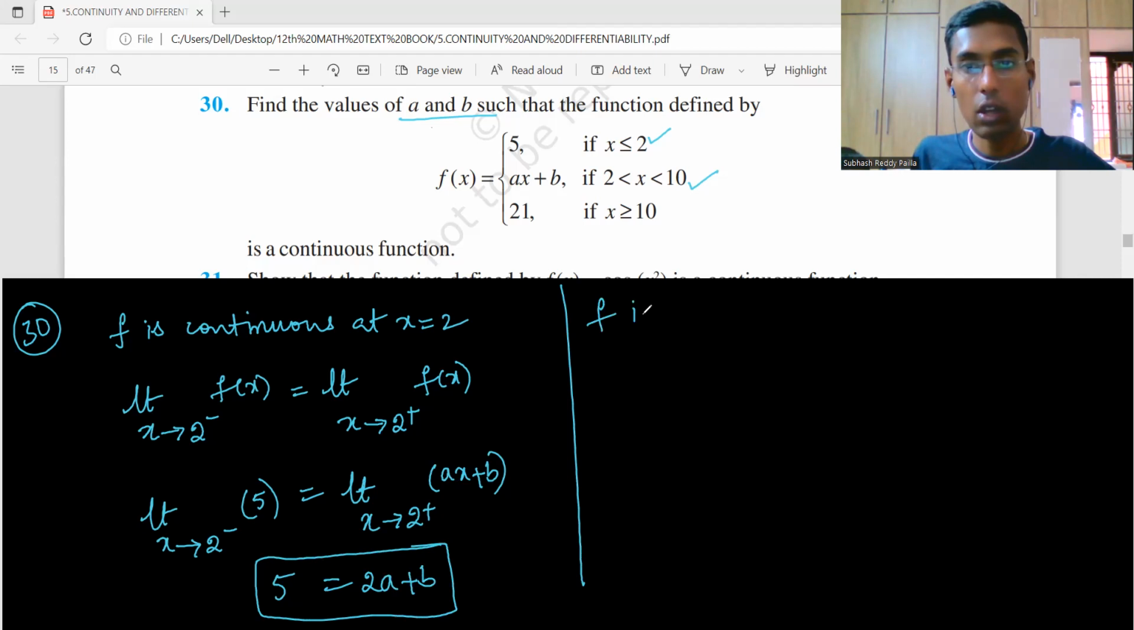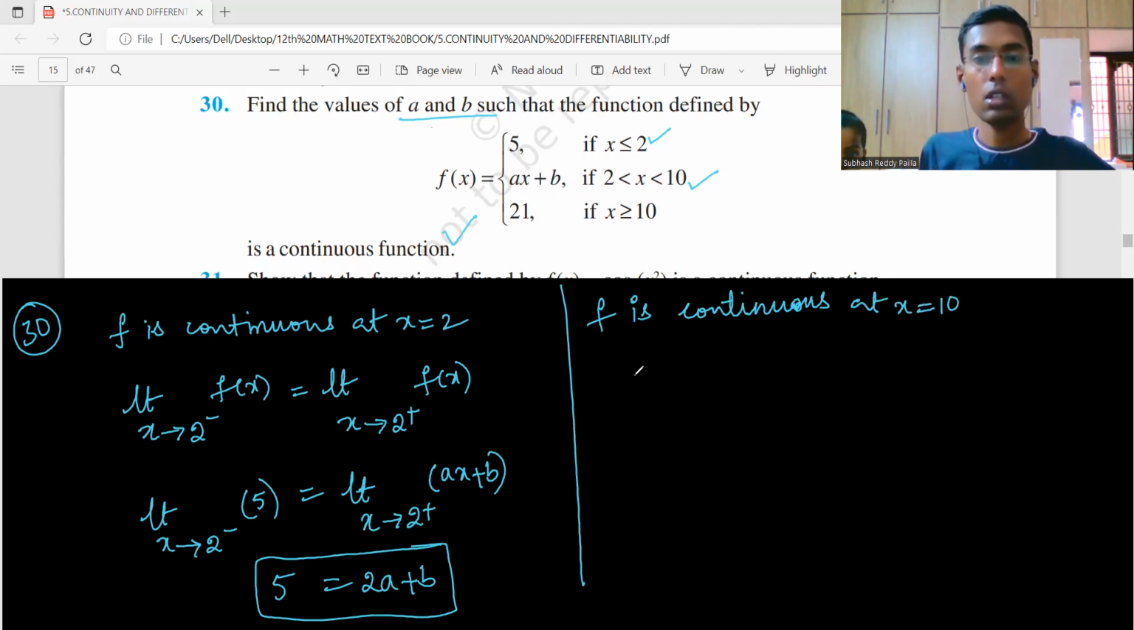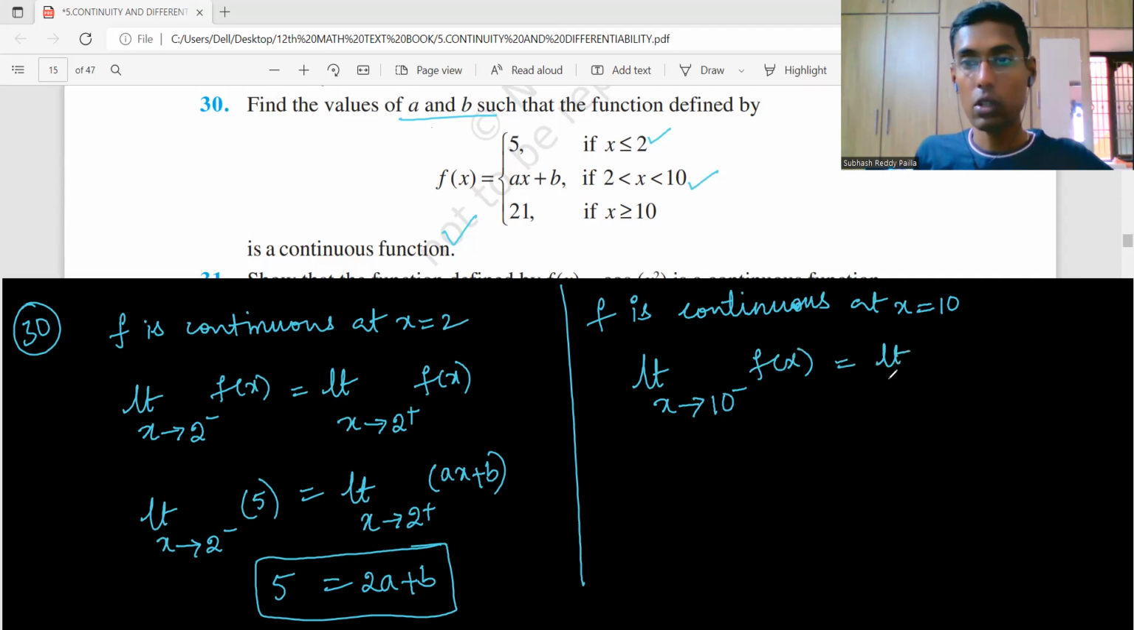Now f is also a continuous function. So continuous means it is continuous everywhere. f is continuous at x equal to 10. Limit x tends to 10 minus f of x equal to limit x tends to 10 plus f of x.